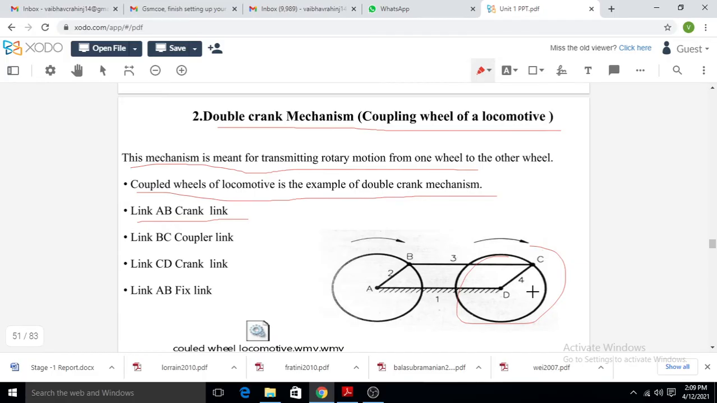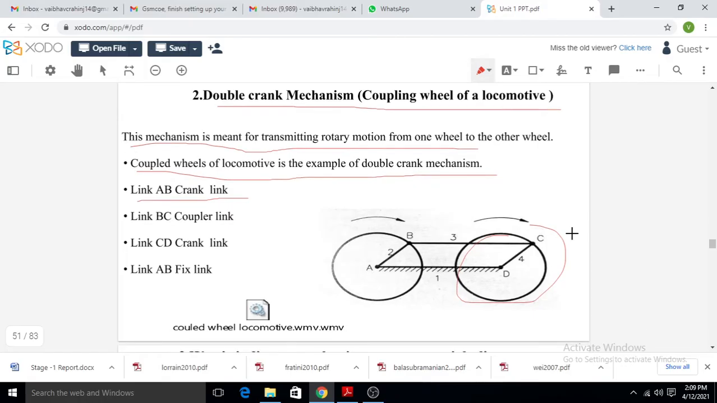and it is fixed in order to maintain the constant distance between the centers. Means we make the link AD fixed to maintain the constant distance between these two centers. The mechanism is used to transmit motion from one wheel to another wheel. This type of mechanism is used to transfer the rotary motion from one wheel to another wheel.